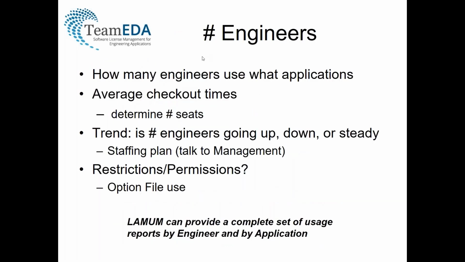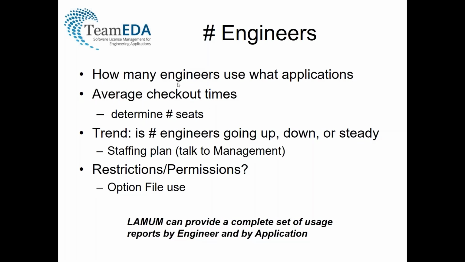Another factor is the number of engineers. How many engineers use what applications? That'll help you to determine how many seats, and it's not exactly an equal. If you have 100 engineers using one application, you don't need 100 seats of that application. So again, you need to trim that back down and find out what the average checkout time is and some other things. Average checkout time will help you determine how many seats you need.